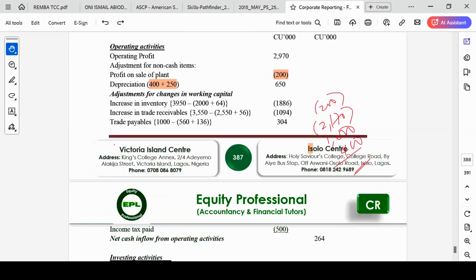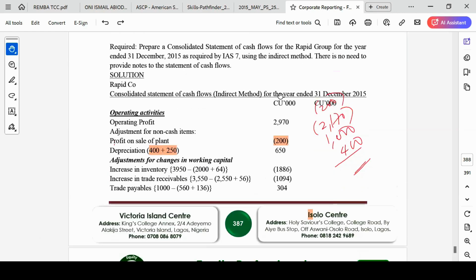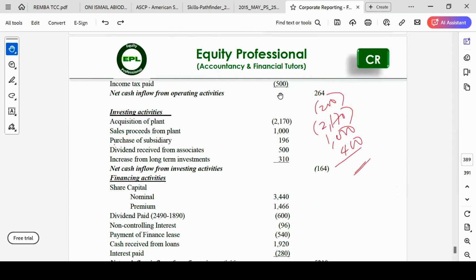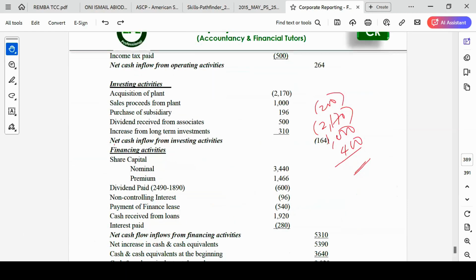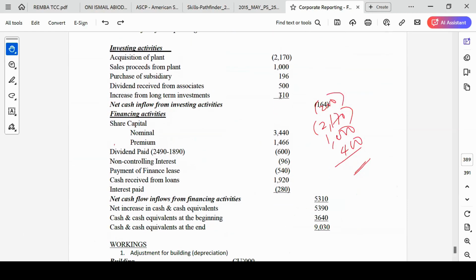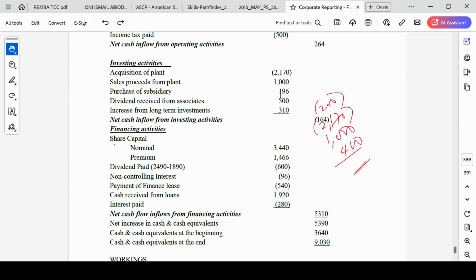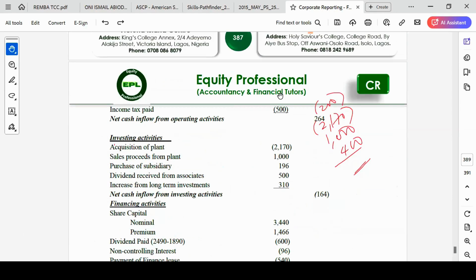Okay, let me use another example. Let's look at... wait, though. I'm coming.